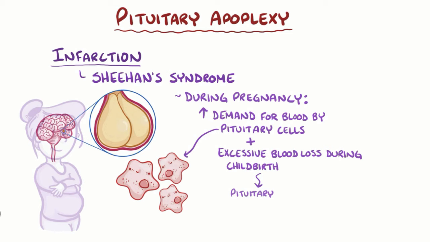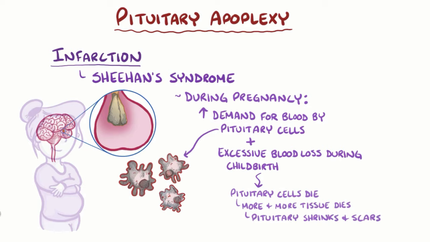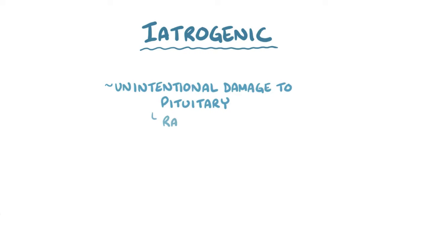If the blood flow isn't restored soon enough, more and more tissue dies, and over time the pituitary gland shrinks, becomes scarred, and can no longer effectively secrete hormones. Finally, there are iatrogenic causes of hypopituitarism, like when there's unintentional damage to the pituitary gland during radiation therapy or neurosurgery.